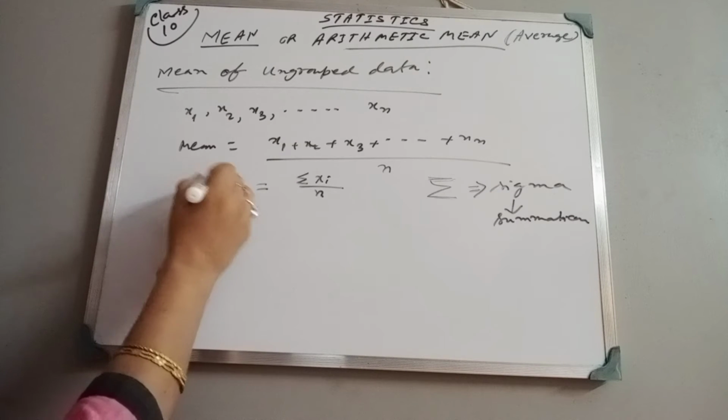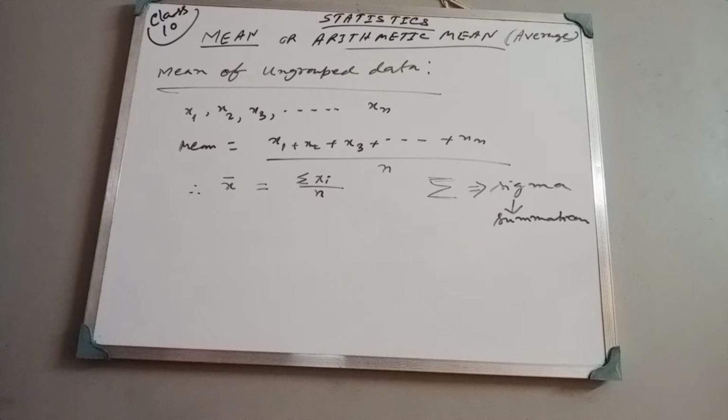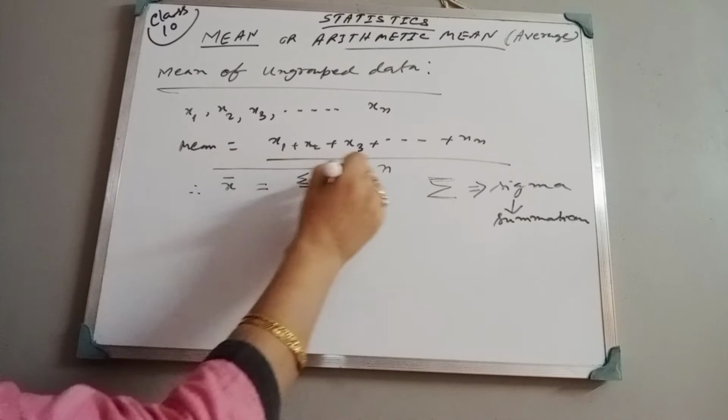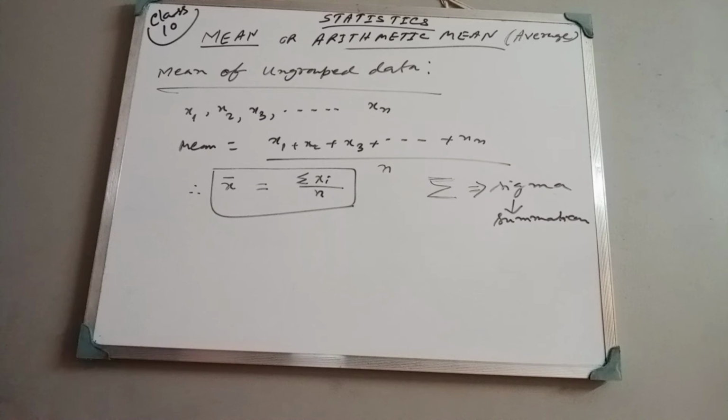Now what is mean? Here we write mean actually as x bar. So x bar equals sigma xi by n. That is the mean of ungrouped data. Okay. Next is weighted mean.